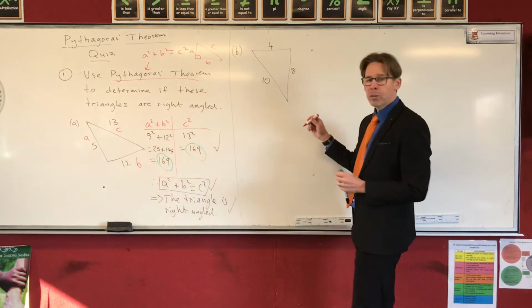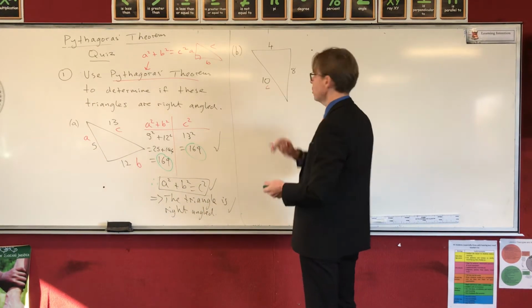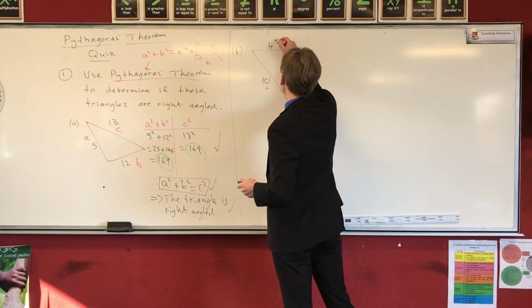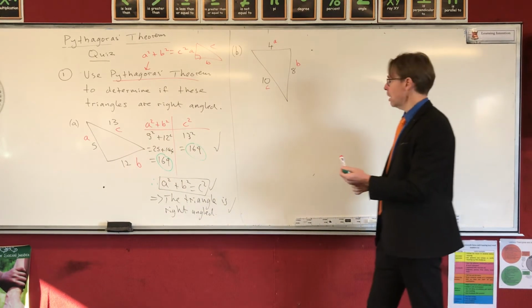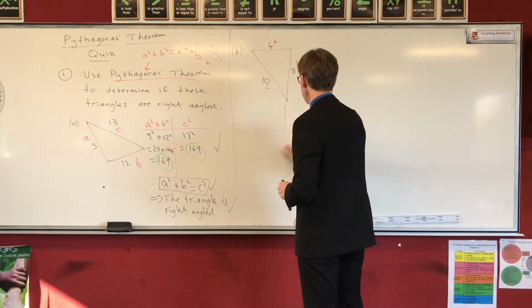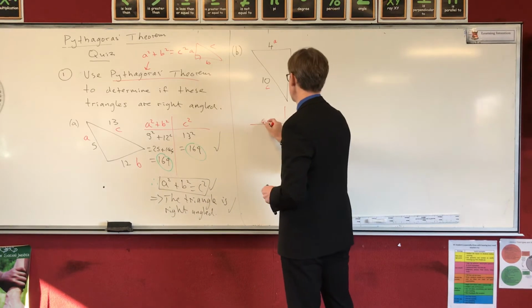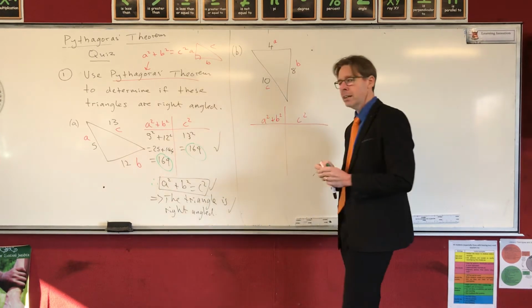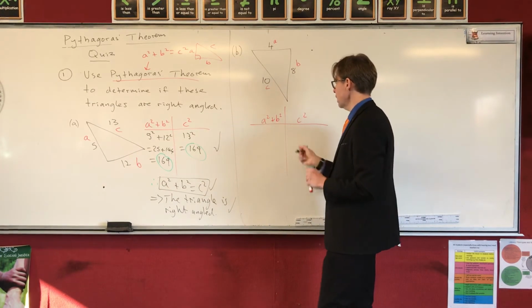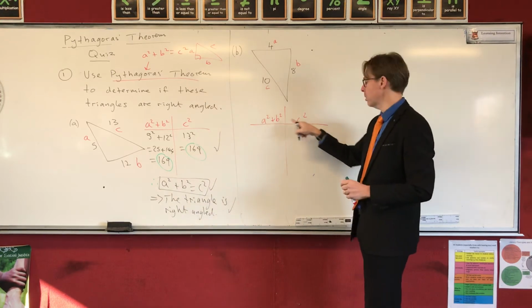Now, same thing as before, the longest side is C, and the other two sides are A and B. Alright, now same technique as before, we're going to do a little table. A squared plus B squared here, C squared there. And we're seeing if A squared plus B squared equals C squared.